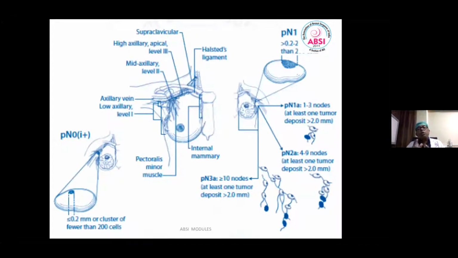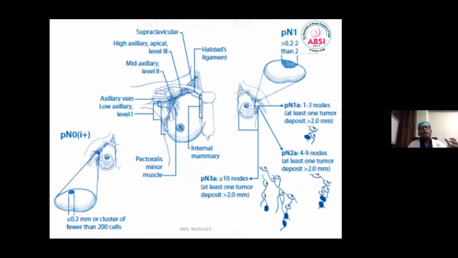But when you go into the nodal status, they have added that if there is microscopic disease, then you have to say it's a microscopically positive axilla. Even isolated cancer cell presence is categorized as a significant disease. And based on that, there is an implication in terms of sentinel lymph node biopsy.